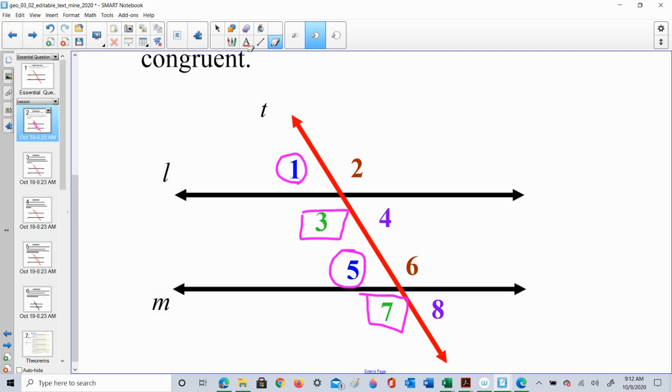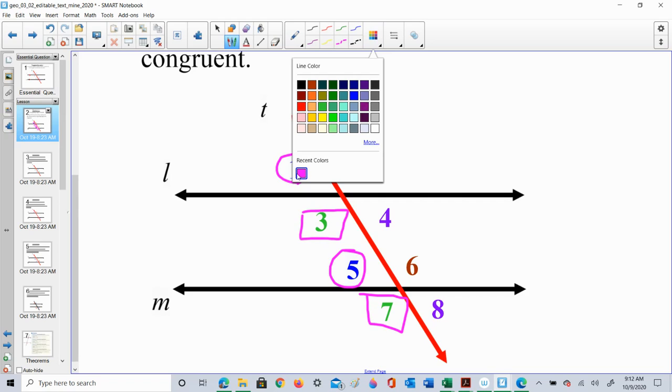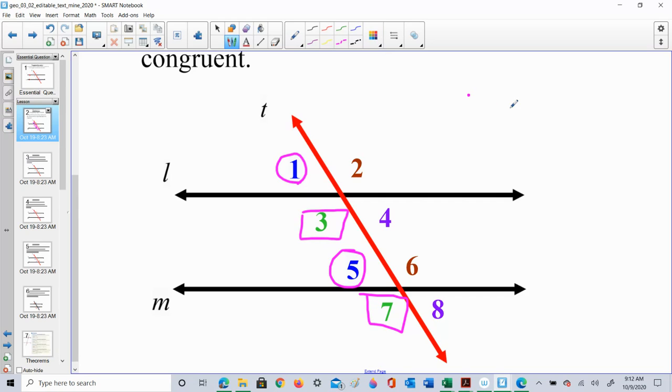1 and 5 are congruent. Let's make sure I got the same right color in. Yeah, hot pink. 3 and 7. Another pair would be 2 and 6. And then 4 and 8. Those are all the pairs of corresponding angles. 1 and 5, 3 and 7, 2 and 6, 4 and 8.